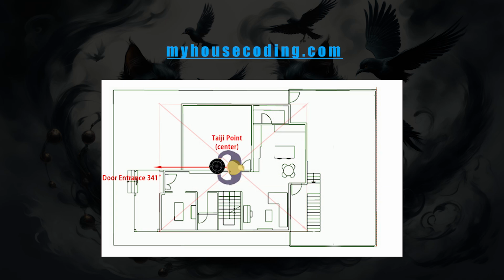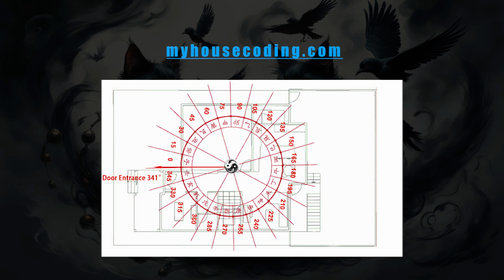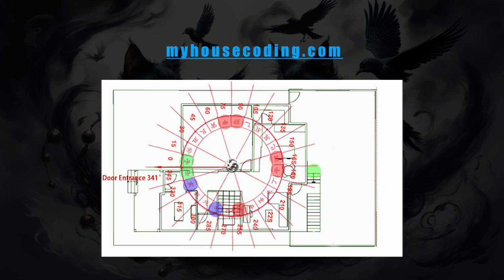Step 2. Indoor analysis. Move to the Taiji point, the center of your home, for indoor analysis. Use the compass to observe and analyze interior features within the measured range. Understanding these principles helps balance energy flow, mitigate disruptions, and avoid spatial pitfalls.